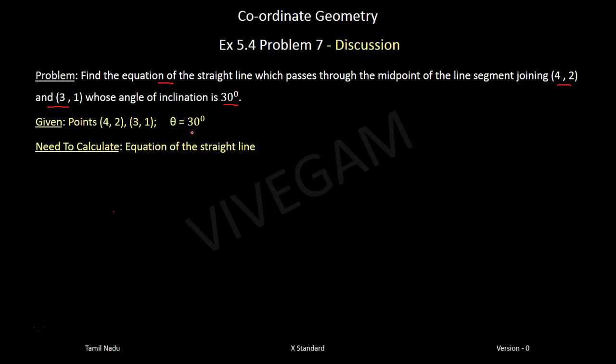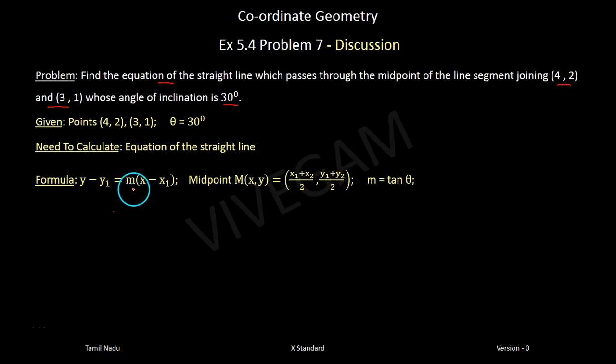What are we asked to calculate? Equation of the straight line. What is the formula? We have 1 point and we have theta as 30 degrees, which means slope can be calculated, m equal to tan theta. So you have a slope and you have 1 point, so you have to use the slope point form: y minus y1 equal to m into x minus x1. As you can see, m is not given directly. We need to calculate m using 30 degrees, that is m equal to tan theta, another formula which we need to use.